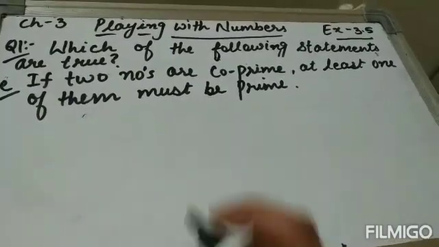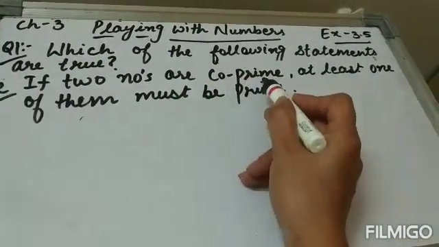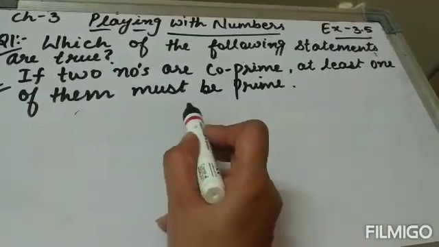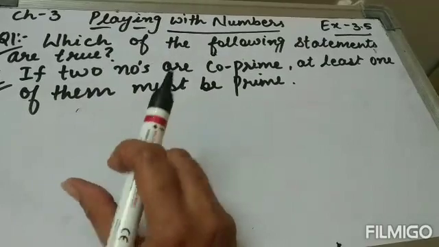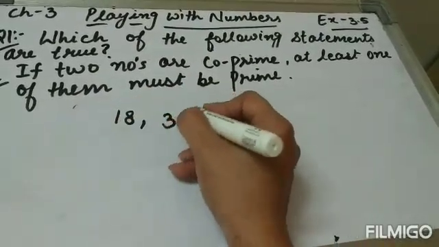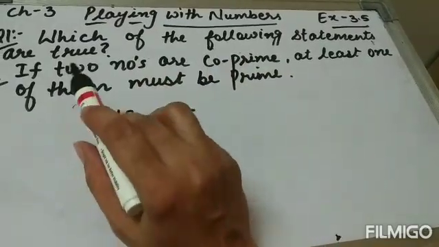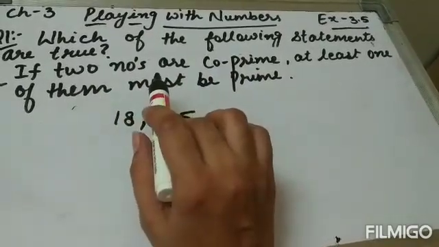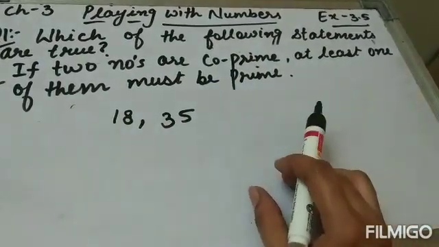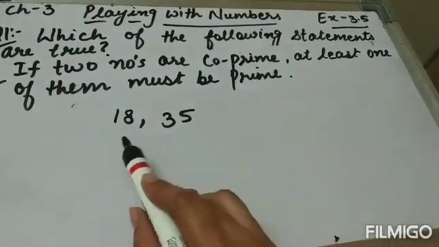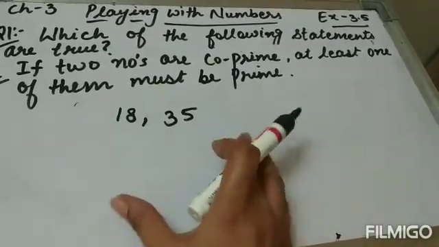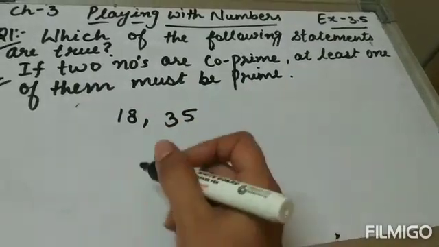E part is: if two numbers are co-prime, at least one of them must be prime. See, I explain to you with an example. I am having two numbers, 18 and 35. According to the question, he is saying that if two numbers are co-prime, then at least one of them should be prime. And in this case, both 18 and 35 are composite numbers. Okay, so just check whether they are co-prime or not.